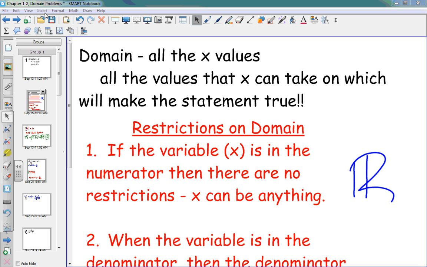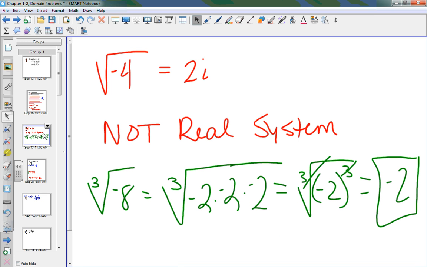Okay. Now, I'm going to show you this slide to make you understand what we just talked about. Square root of negative 4 is 2i, which is why that has to be an even root. It has to be greater than or equal to 0, right? We all understand that now. Also, the cube root of negative 8 is negative 2 times negative 2 times negative 2, which is negative 2 cubed, and the cube root of negative 2 cubed is going to be just negative 2, which means it's totally legal to take the cube root of a negative number.